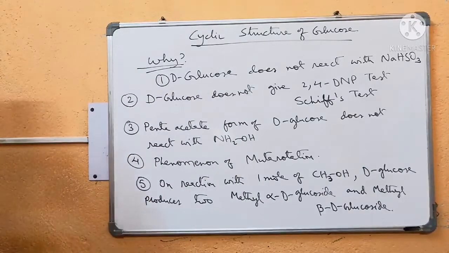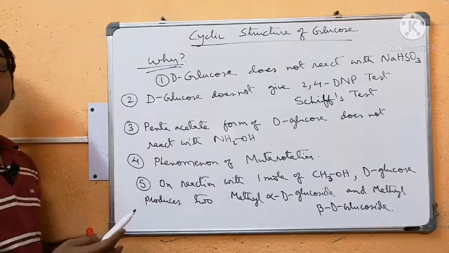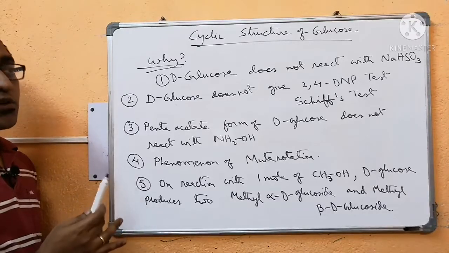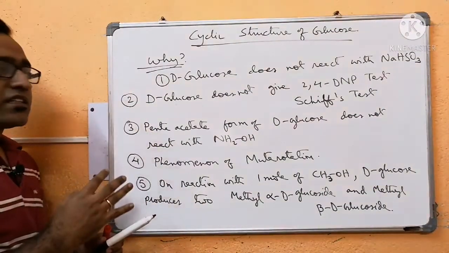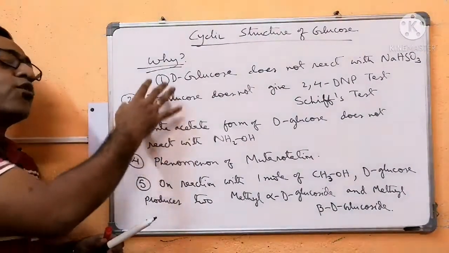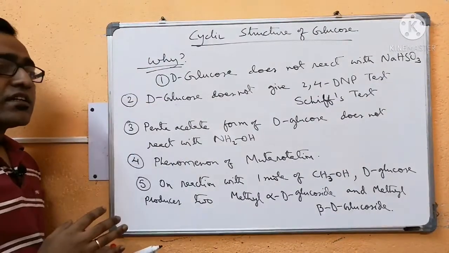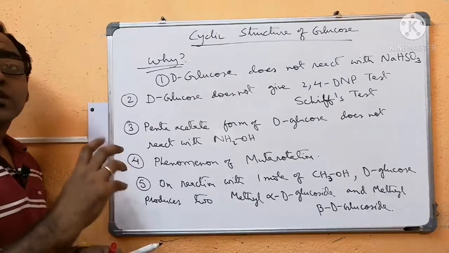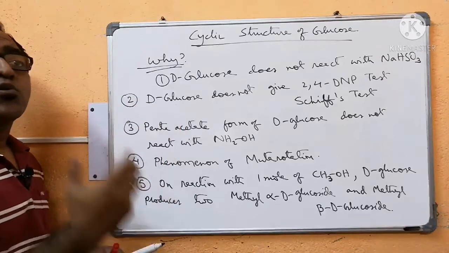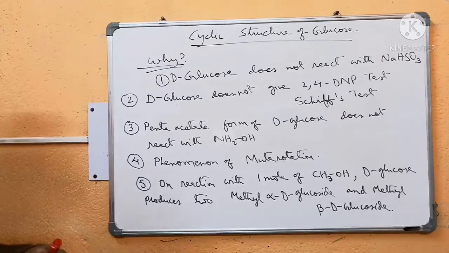What is alpha, what is beta, what is Muta rotation, all these terms I will explain. Because of all these reasons we have to study the cyclic structure of glucose, because if the open structure exists, then the molecule should give all these reactions. Since the molecule is not giving these reactions, there must be a cyclic structure formed due to reaction between the aldehyde group and the OH group. So let's see how the cyclic structure is formed.